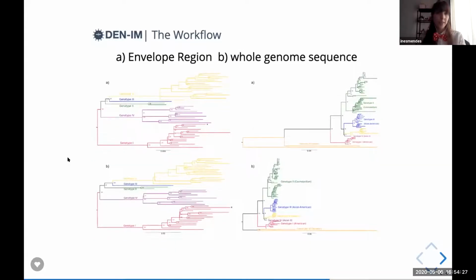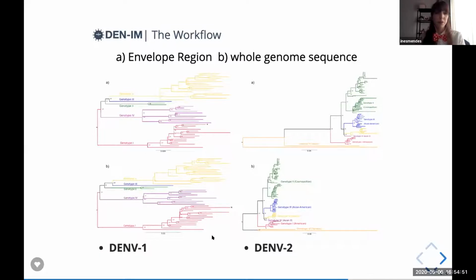So if you want to have an idea, here are the trees for the classification. The first one is only the envelope region, which is the traditional method, and the second one is the whole genome, which we use in our denim pipeline. You can see that they're very easily distinguishable through the serotype and genotypes. The genotypes are identified with different colors.